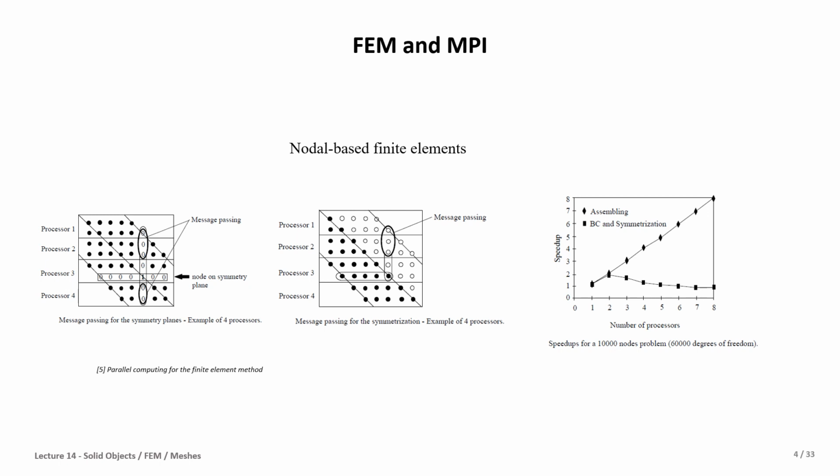Here there is a different message passing, and the solution is presenting the results with different numbers of processors and how the speed up is working. The assembling with more processors has a linear behavior, but for the boundary condition and symmetrization, the speed up is going down.